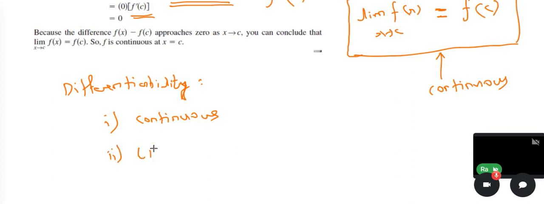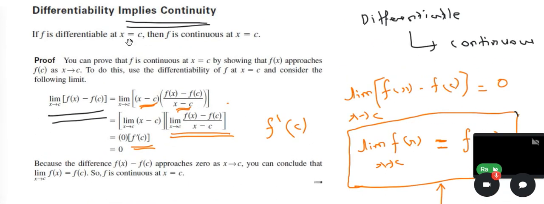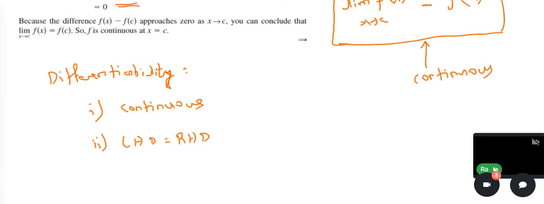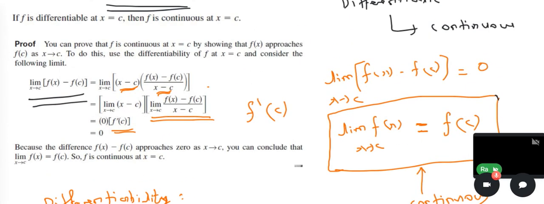And the left hand derivative is equal to the RHD. It should be continuous, and the left hand derivative should be equal to the right hand derivative. These are all must conditions. And also, if it is differentiable, then it is definitely continuous. But if the function is continuous, we cannot say that it is definitely differentiable. It may or may not be differentiable. That is the converse of this statement. The converse of the statement is not always true. Sometimes it may, but sometimes it may not. Okay, let's move on.